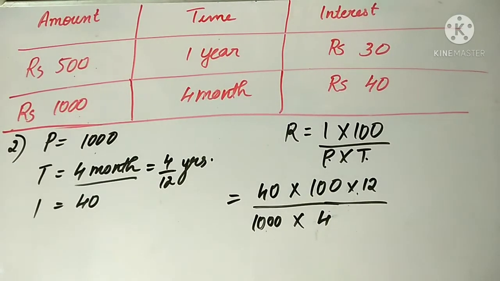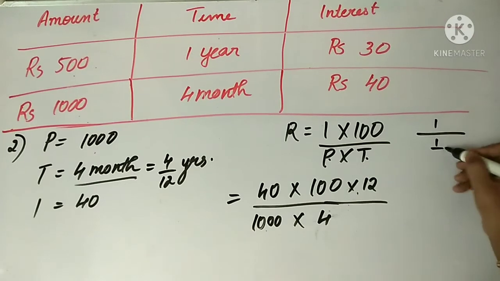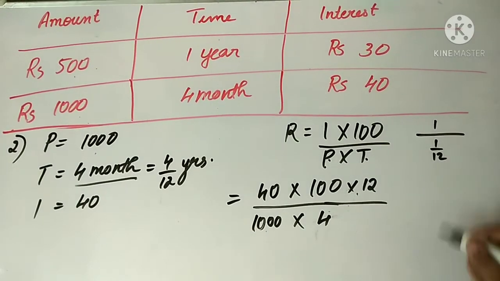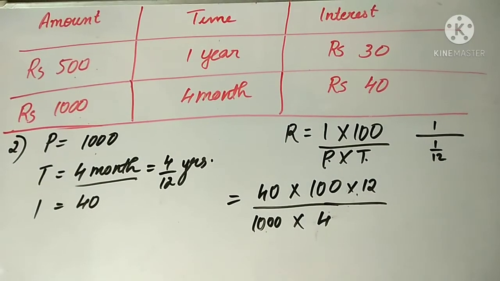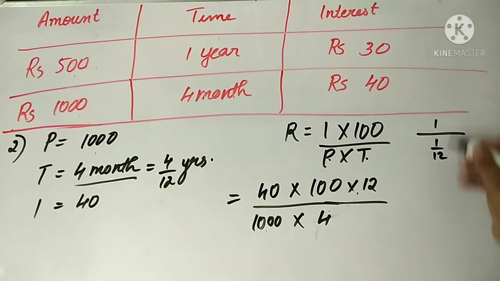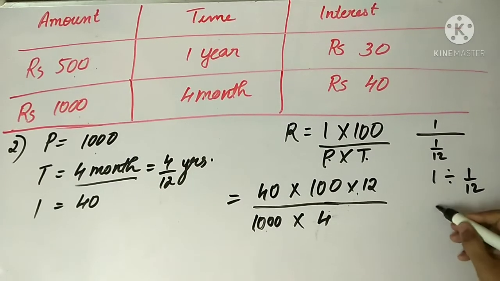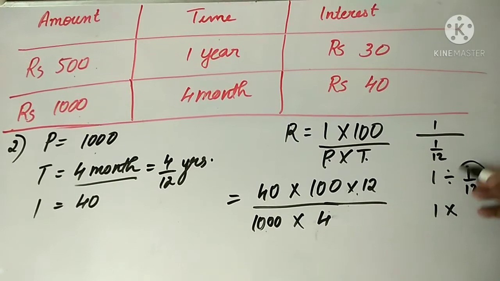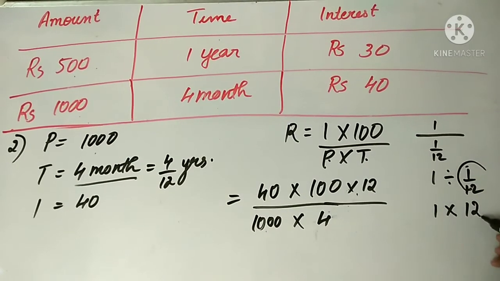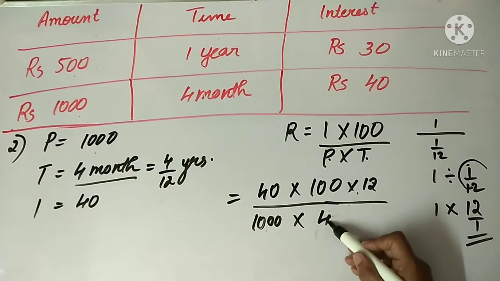And see children, do you understand how this comes? We know 1 by 1 by 12, how can you find this? We know to divide by a fraction, we take the reciprocal of the second number. So we can write this as 1 divided by 1 by 12. To find this, we do the multiplication and take the reciprocal of this, so it becomes 12 by 1. That is why I write the 12 on top and 4 down.